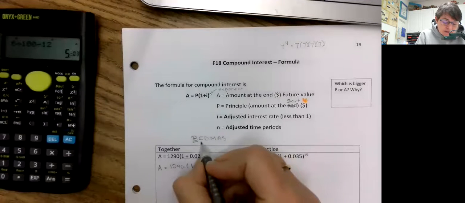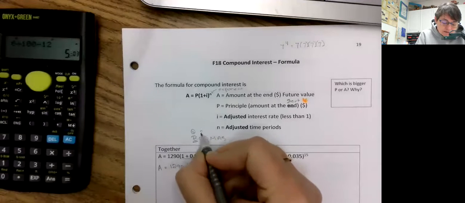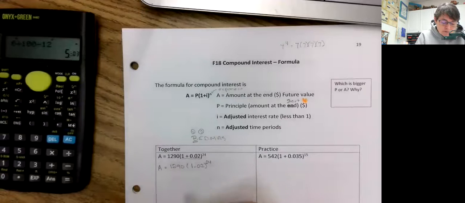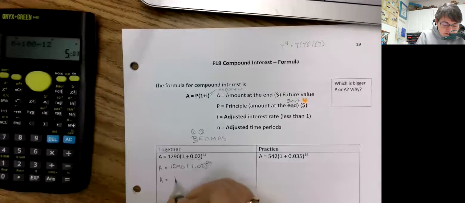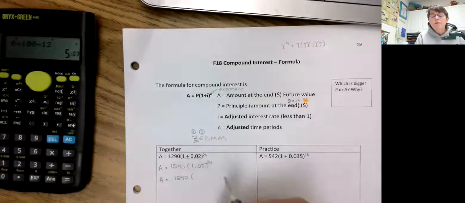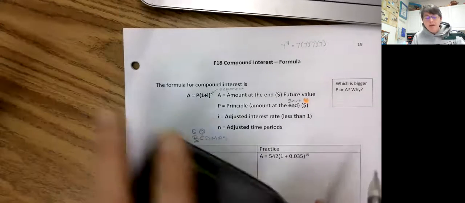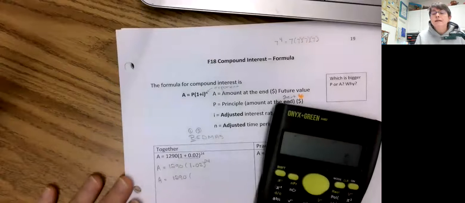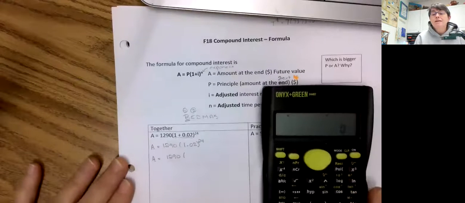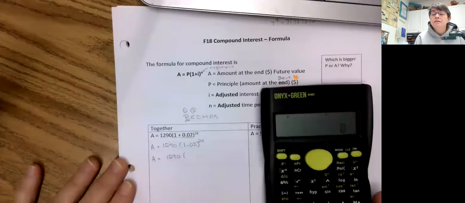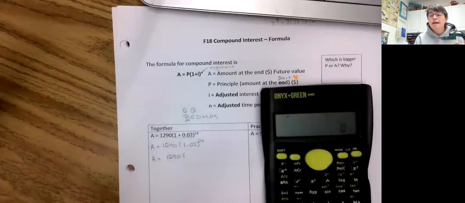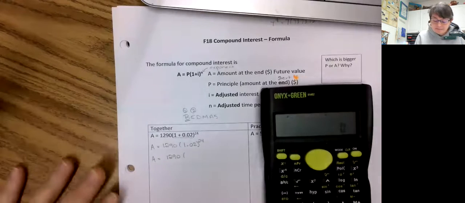Now this is number 1, and number 2, we're going to do our exponent. So A is equal to 1290 times 1.02 to the 24th. We could go 1.02 times 1.02 times 1.02, 24 times. We could, but we're not going to. There has got to be a better way, because if I try that on the calculator, I'm either going to type something wrong, forget where I am, or it's just going to get screwed up.